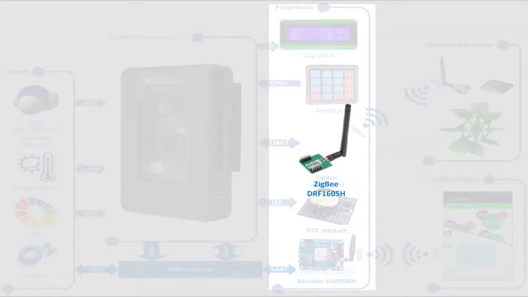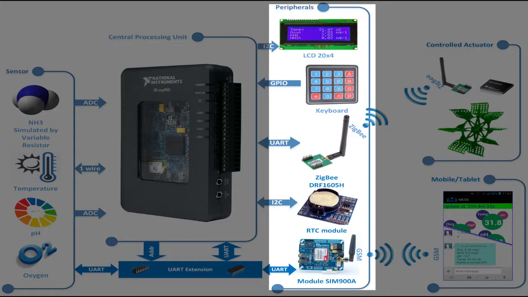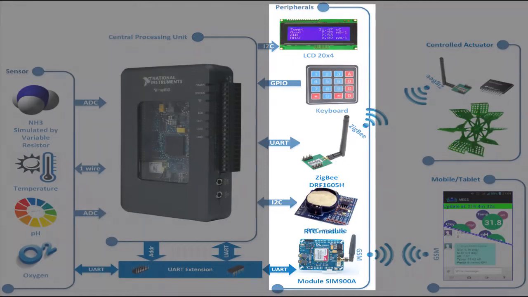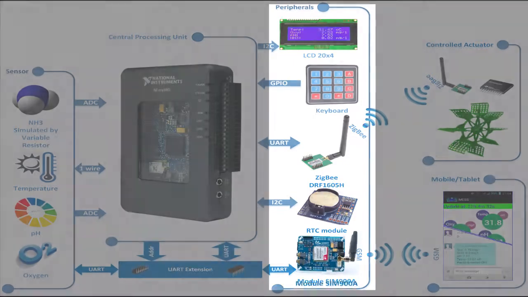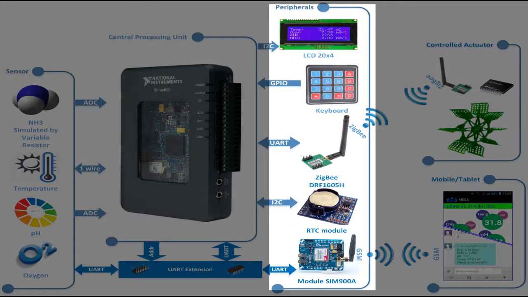Zigbee is a wireless standard operating on a frequency range of 2.4 GHz, serving to connect wirelessly between the center sensing block and the sensors. The RTC module has a function to set the time for measuring sensors. The SIM module connects between the cell phone and the center processing block.